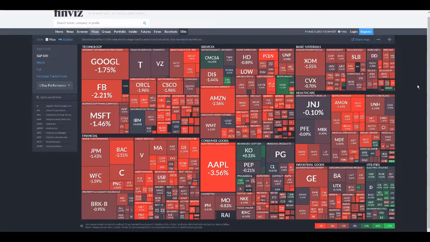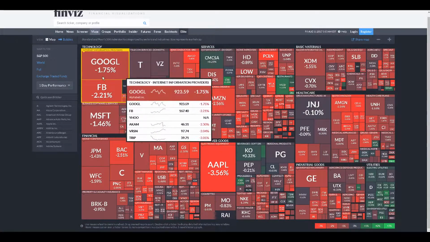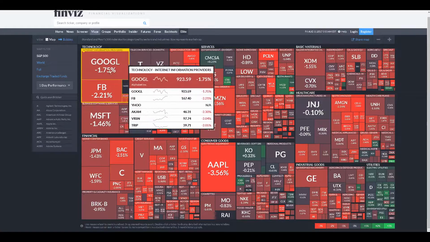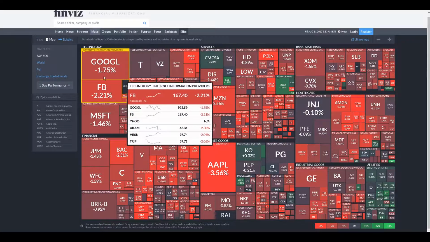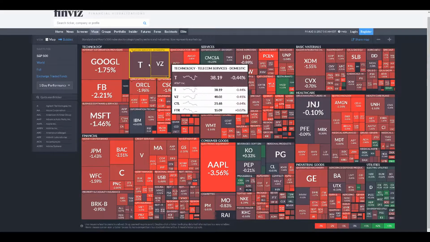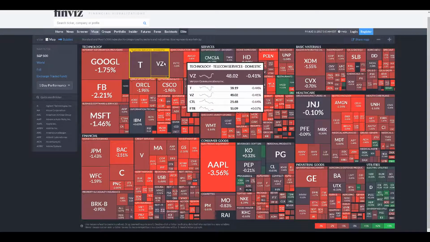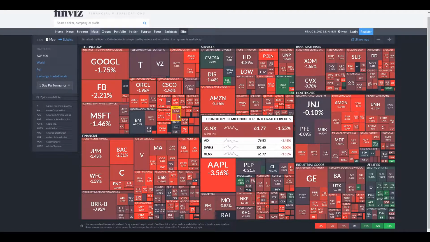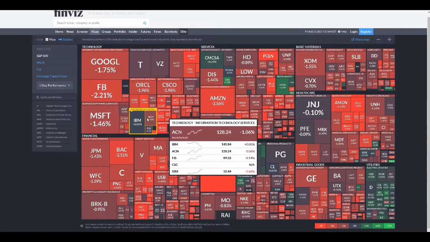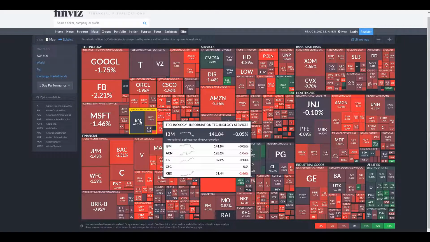We can see that Google, and it has the two main big ones in the technology sector provider, Google and Facebook. They're huge as the main block, along with their telecom, AT&T and Verizon, and then Intel. And one thing that I noticed here while I was looking at this specific one today was IBM finally stopped dropping, and it had an increase of 0.05 today.